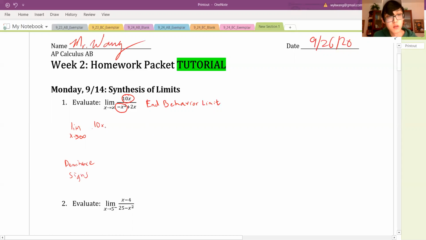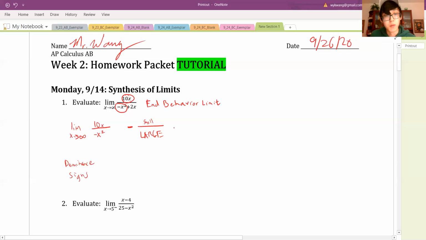So 10x over negative x squared. The limit is x approaching infinity. Well, 10x or negative x squared, which is more dominant? Negative x squared is obviously more dominant. The denominator gets much larger, much faster. The 10x gets really small compared to the negative x squared. But also there's a negative symbol, because there's a negative x squared, so that negative 1 in the bottom turns into a negative.